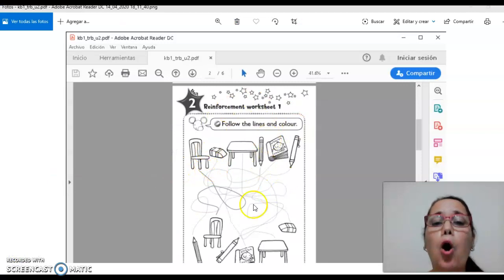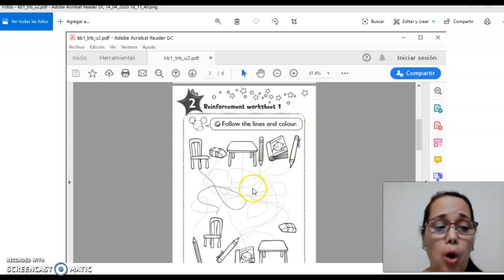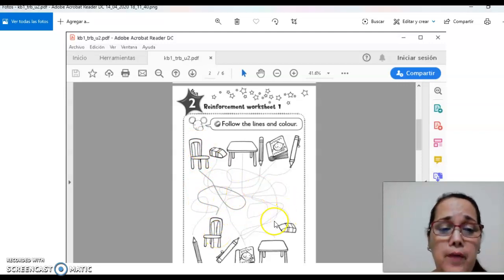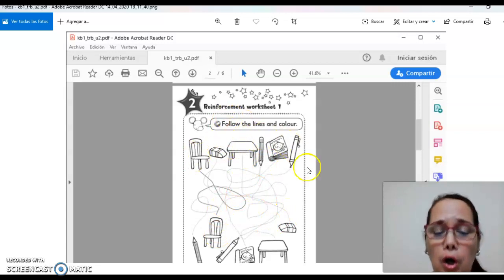You draw, and when you finish to draw your materials, you color. This is the homework, okay? For this homework, you need pencil and colors. First, with your pencil, you are going to follow the lines. This is a chair, and this is the other chair. And when you finish, you color the classroom objects.